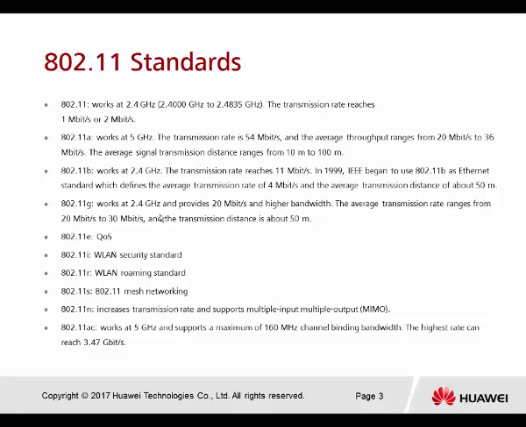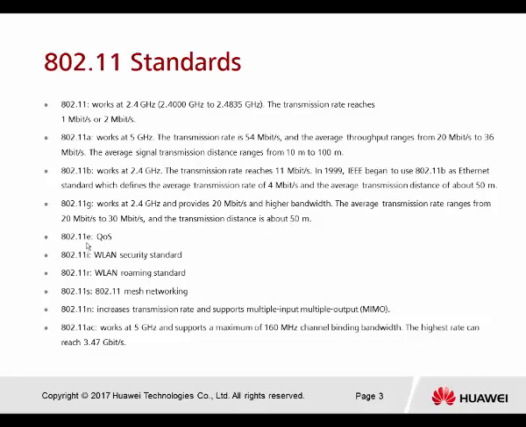Then for the B, this one works in 2.4 GHz. The transmission rate reaches 11 megabit per second. The IEEE began to use 802.11b as an Ethernet standard, which defines an average transmission rate of 4 megabit per second and an average transmission distance of about 50 meters. So the G is just the upgrade version compared to the B. They use the same modulation, but the speed is greater compared to the B. But the range is still the same, about 50 meters.